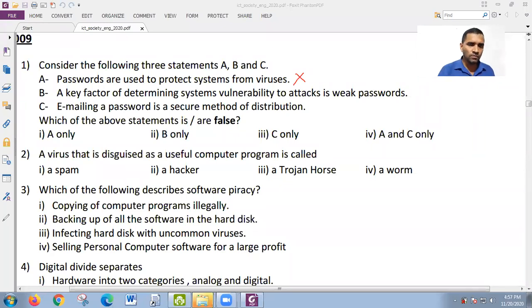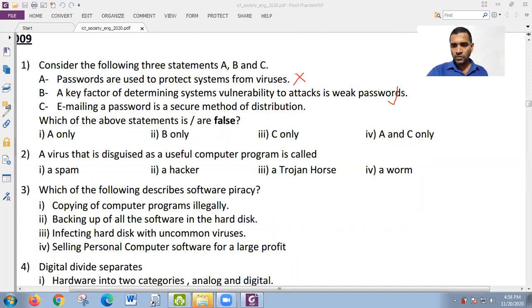If you use common things like your name, your NIC number, your phone number, or ABC123, these are too easy to guess, right? So these are called weak passwords. Even giving only letters or only numbers as a password makes it weak. So a weak password is always a way to attack the system. So the second one can be correct, because if your password is weak, anyone can easily hack your system. Anyone can attack your system and enter into it, right? So that is of course correct. That may be the key factor.